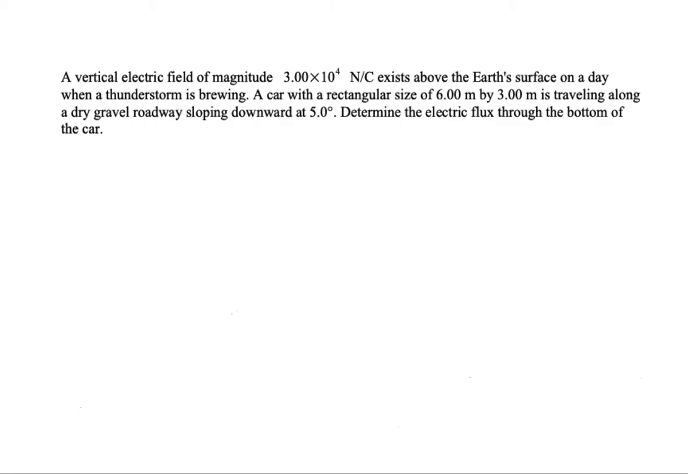Assume a vertical electric field of magnitude 3 times 10 to the fourth newtons per coulomb exists above Earth's surface on a day when there's a thunderstorm. Let's say that a car with rectangular size 6 by 3 meters is traveling along a dry gravel roadway that's sloped downward at 5 degrees. We want to find the electric flux through the bottom of this car.